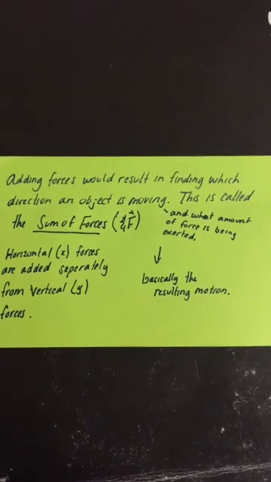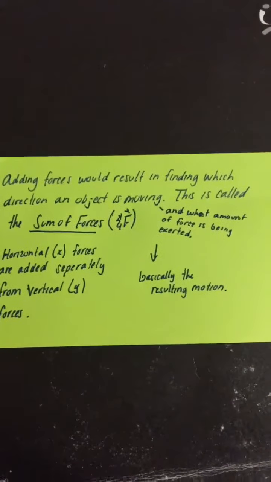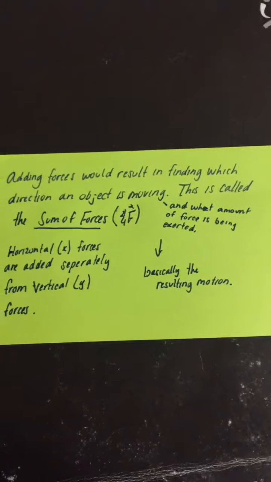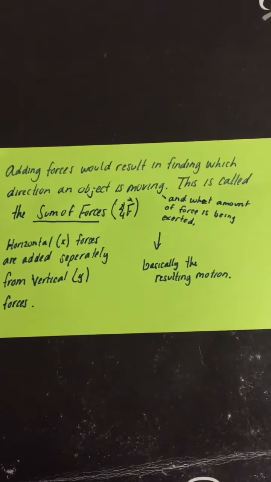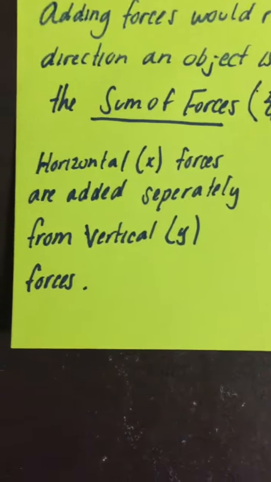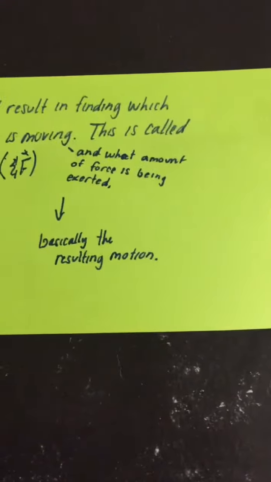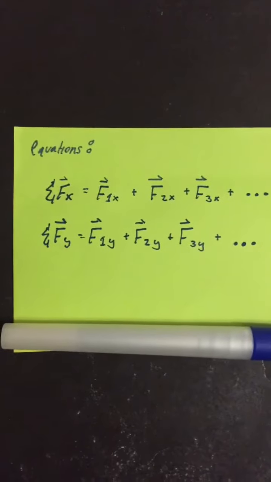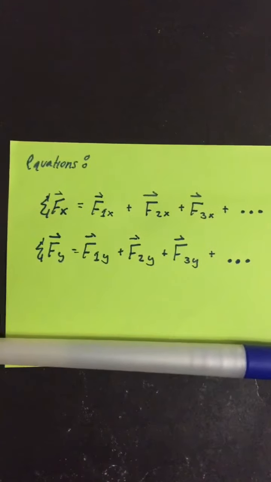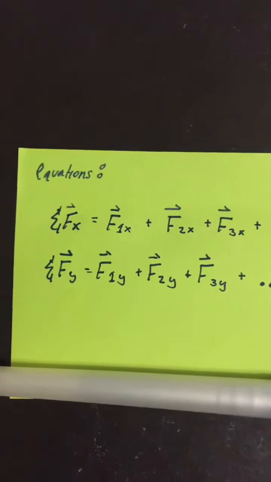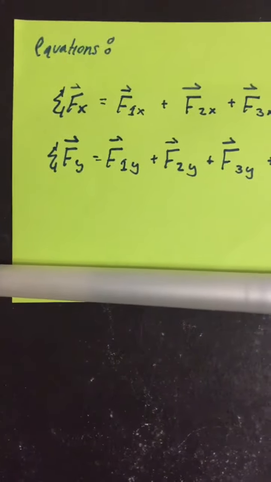Adding forces would result in finding which direction an object is moving, as well as what amount of force is being exerted on that object. This is called the sum of the forces. Horizontal forces are added separately from vertical forces. Basically, the sum of the forces is the resulting motion in a system object. These are the equations for the sum of the forces, top one for horizontal forces, and the bottom one for vertical forces.